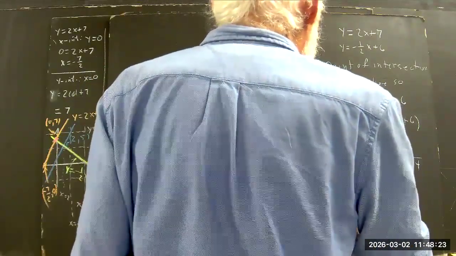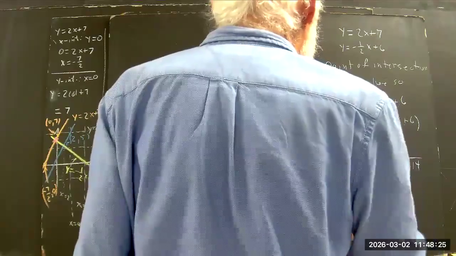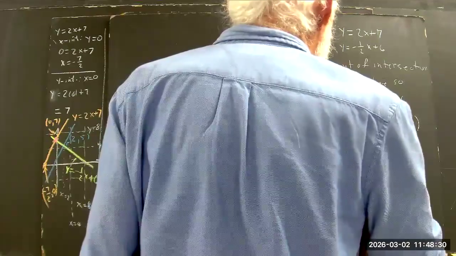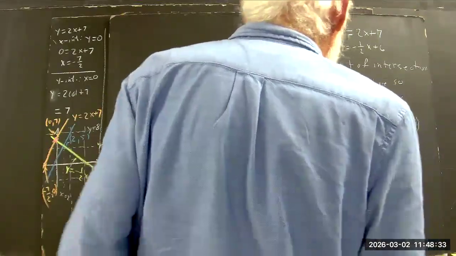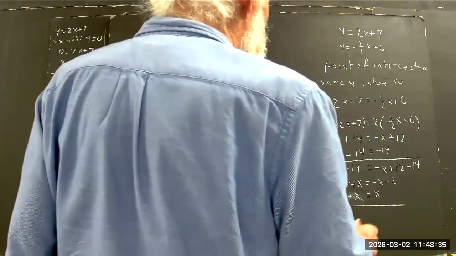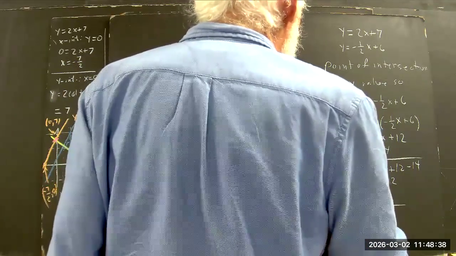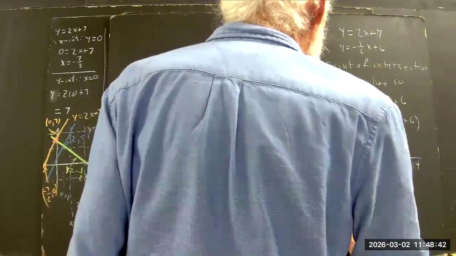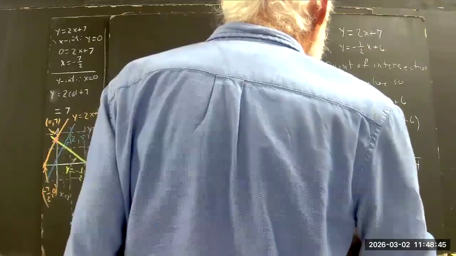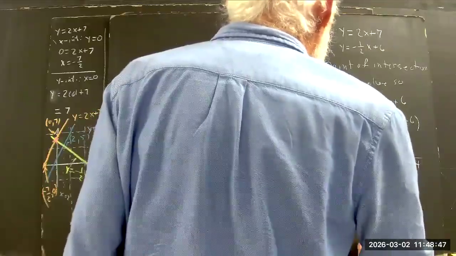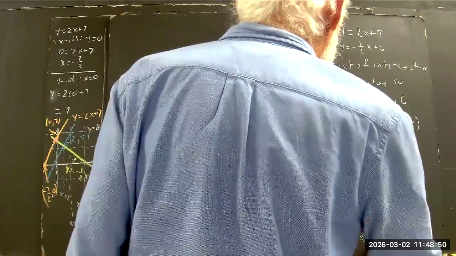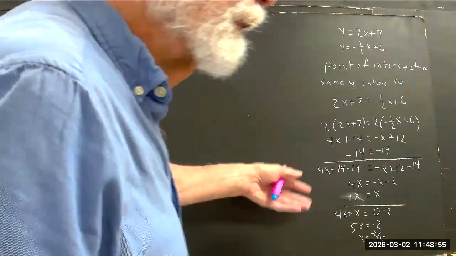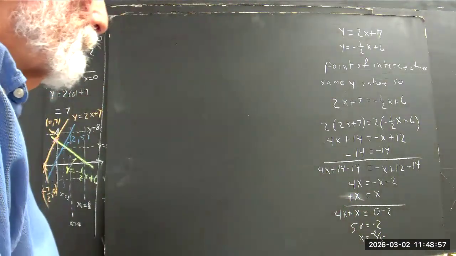And now we add 2 to both sides. No, sorry, we add x to both sides. We add x equals x. And we get 4x plus x equals 0 minus 2. So that 5x equals negative 2. And x equals negative 2/5. Obtaining that last by dividing both sides by the coefficient of x, which is 5.